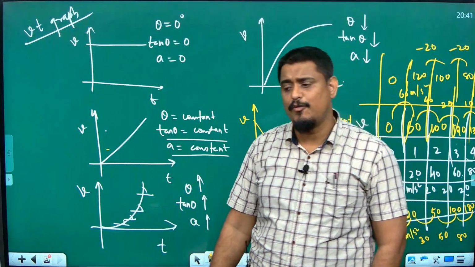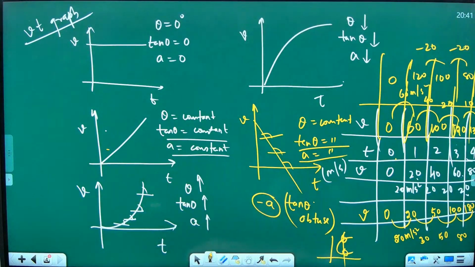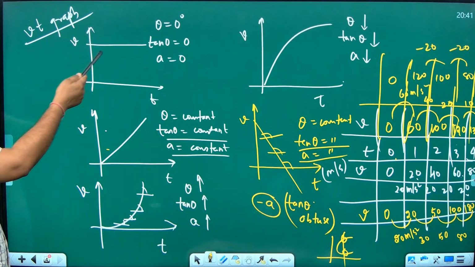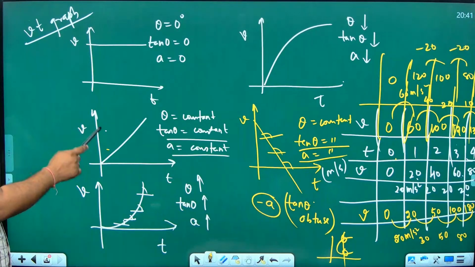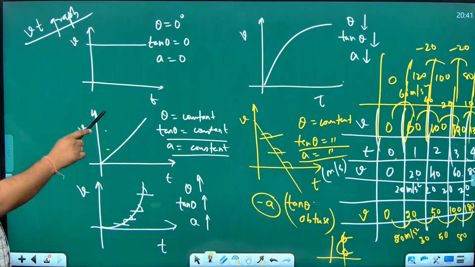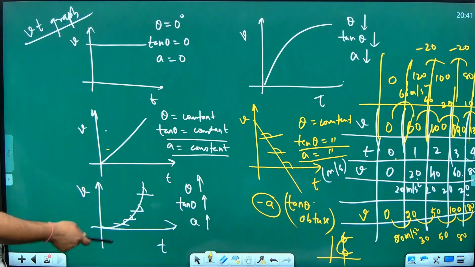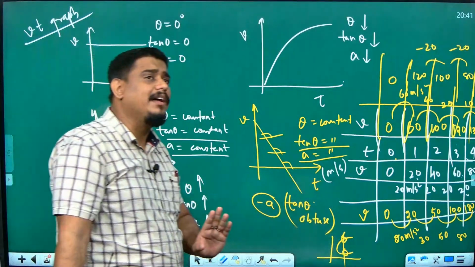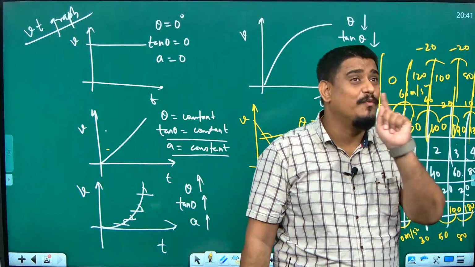If you ask me how to determine acceleration, then I will say that by looking at theta, you can determine the acceleration. In the first graph, theta is 0, tan theta is 0, so a will be 0. Here theta is constant, tan theta is constant, acceleration is constant. Theta increasing, tan theta increasing, a will be increasing. Like that, by seeing theta, you can determine the acceleration in the case of a VT graph.